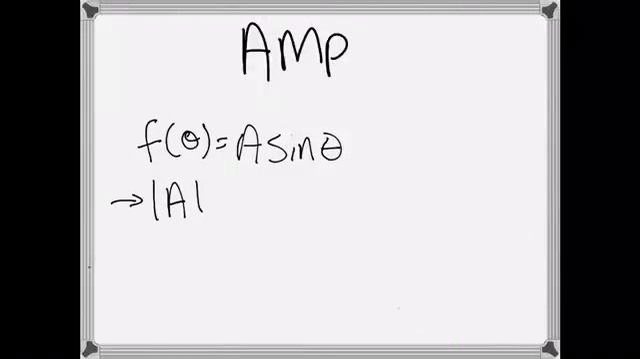Now, given the function f of theta equals 2 sine of theta, your first step is taking the absolute value of 2.